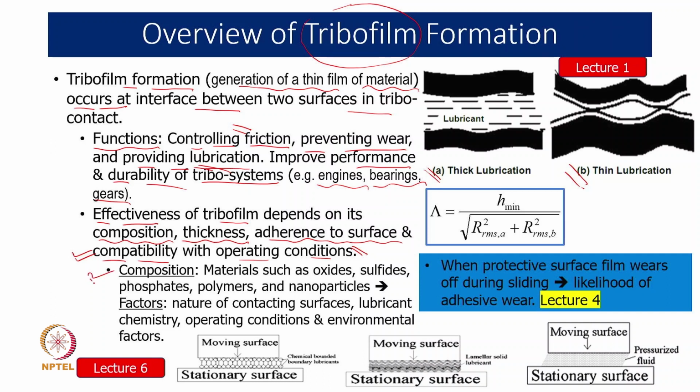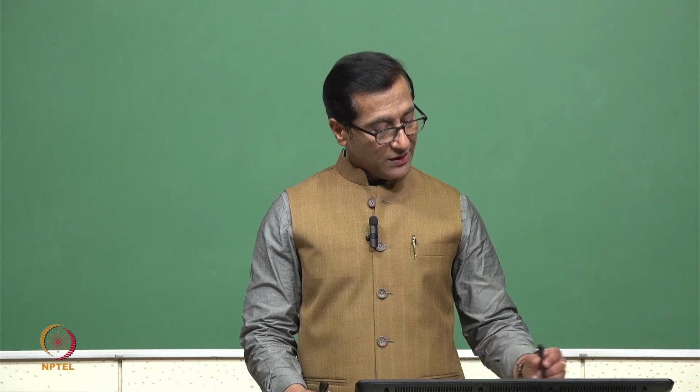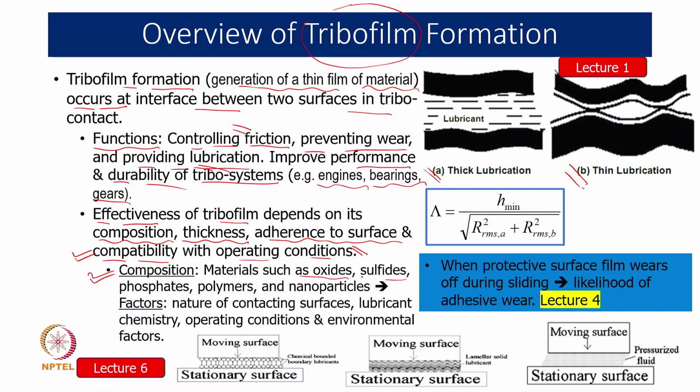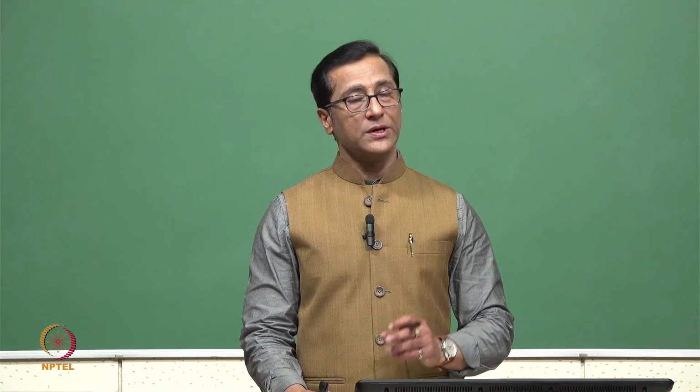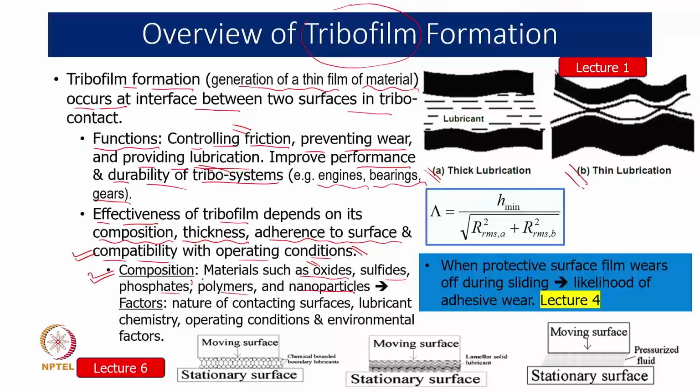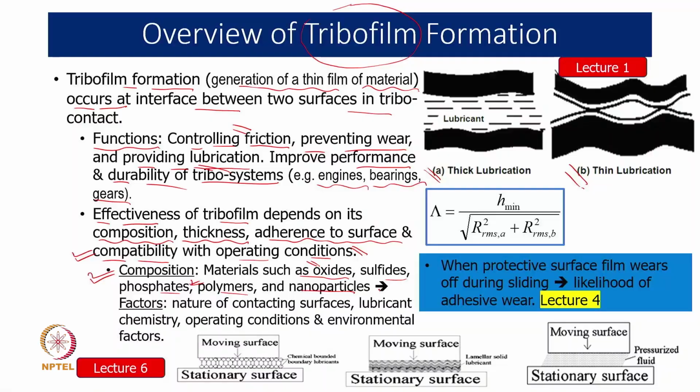Now coming to the composition, mostly we talk about structure. It can be oxide, sulfide, phosphate, polymer, nanoparticle, apart from liquid lubricant or air lubricant. We know very well that in the environment oxide formation may occur, but for sulfide and phosphate we generally add additives in a lubricant to form those kinds of tribofilm. Polymers also we can use as a solid lubricant, and many times we add nanoparticles, so the nanoparticles are able to form tribofilms.